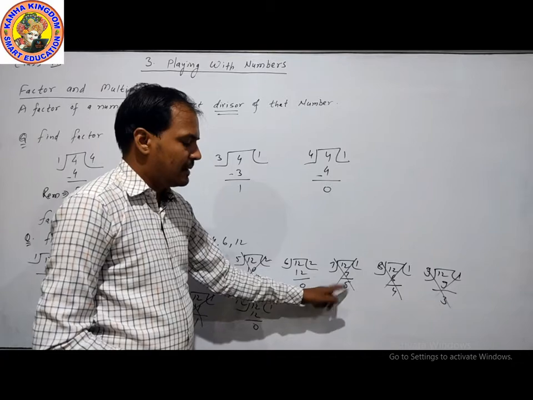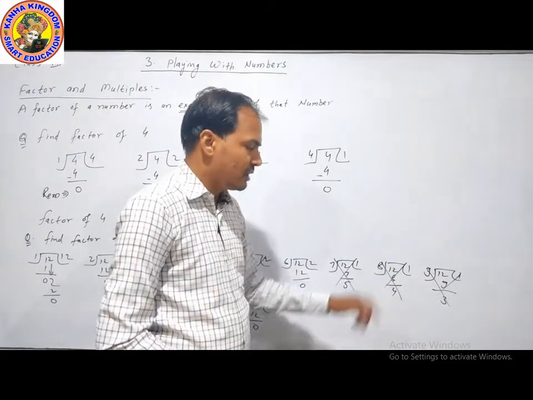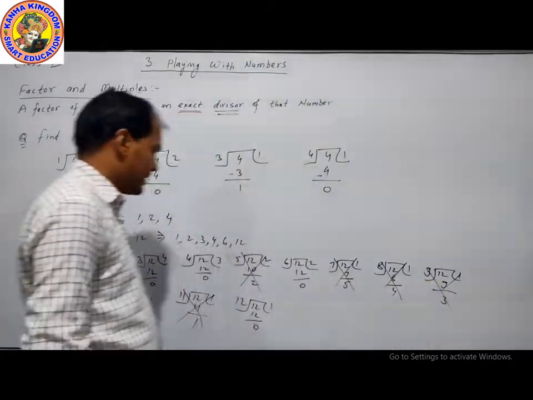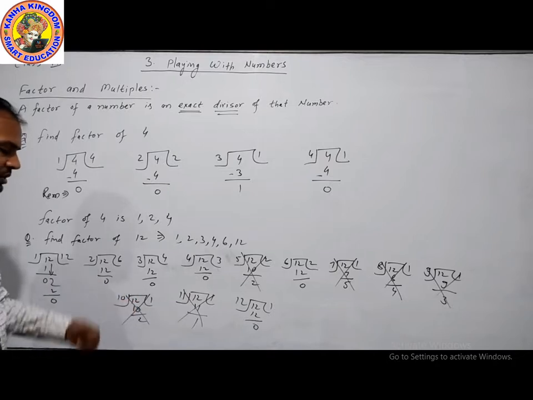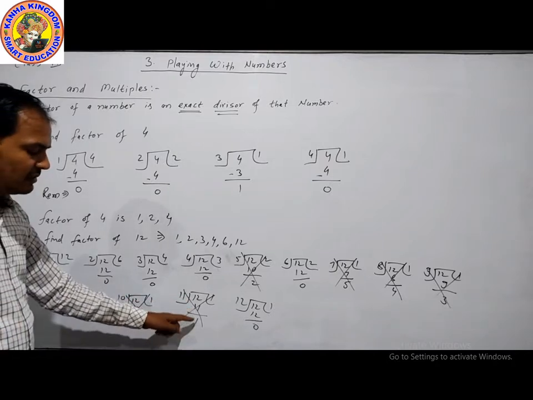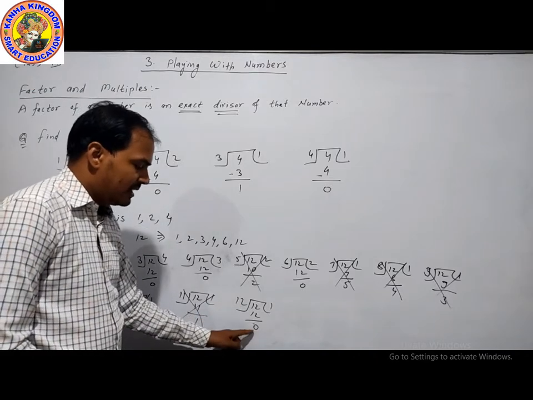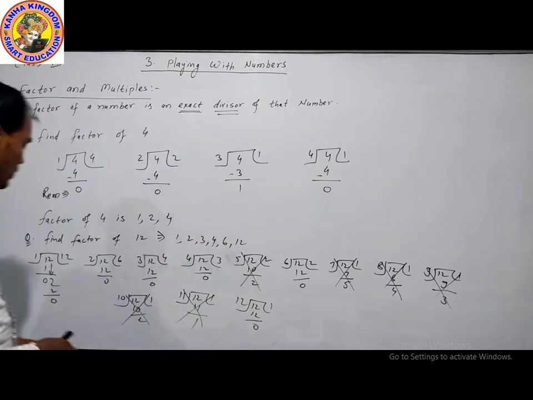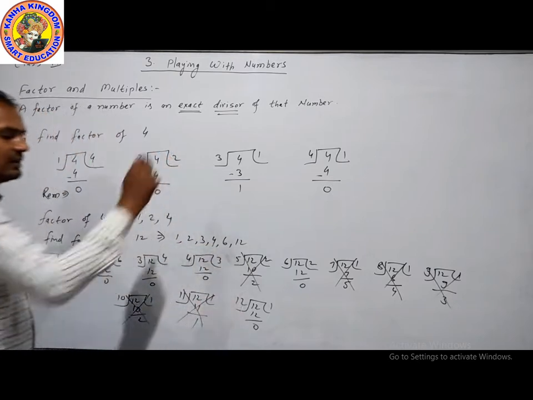By 7, remainder 5. This is not a factor. By dividing 8, remainder is 4. This is not a factor. By dividing 9, remainder is 3. This is not our factor. By dividing 10, remainder is 2. So this is not a factor. By dividing 11, remainder is 1. So this is not a factor. By dividing 12, remainder is 0. Remainder is 0, so 12 is our factor. So the factors are 1, 2, 3, 4, 6 and 12.